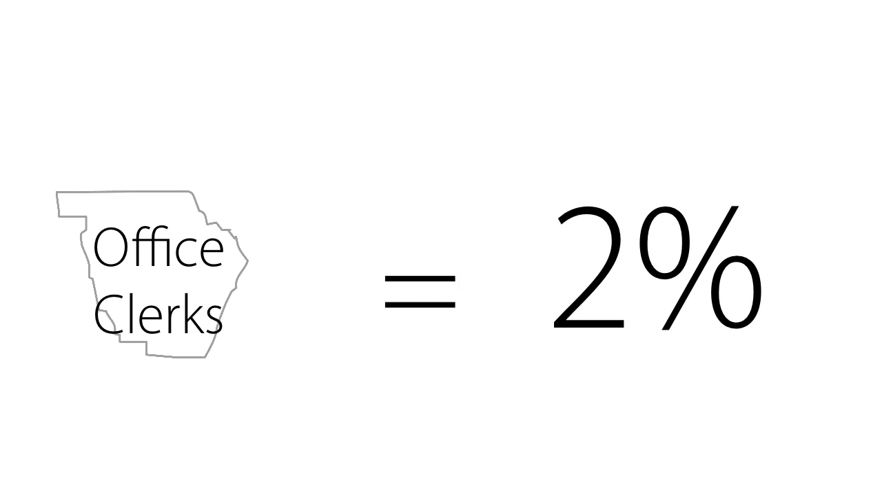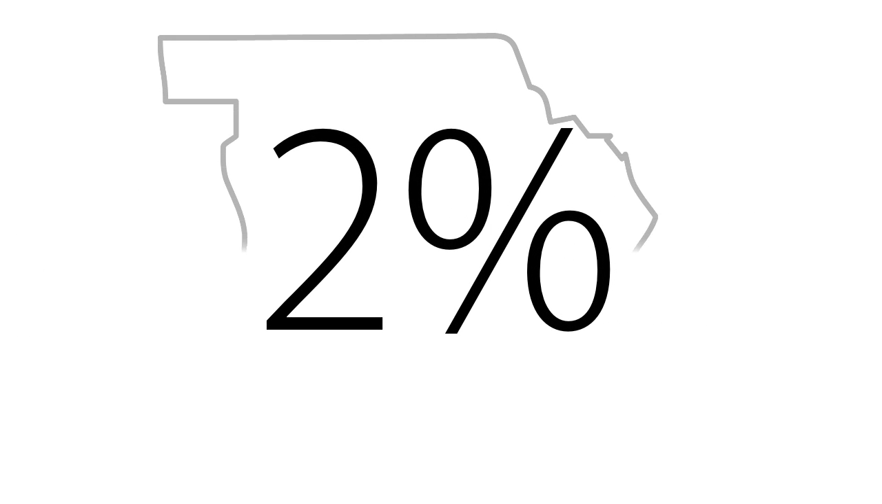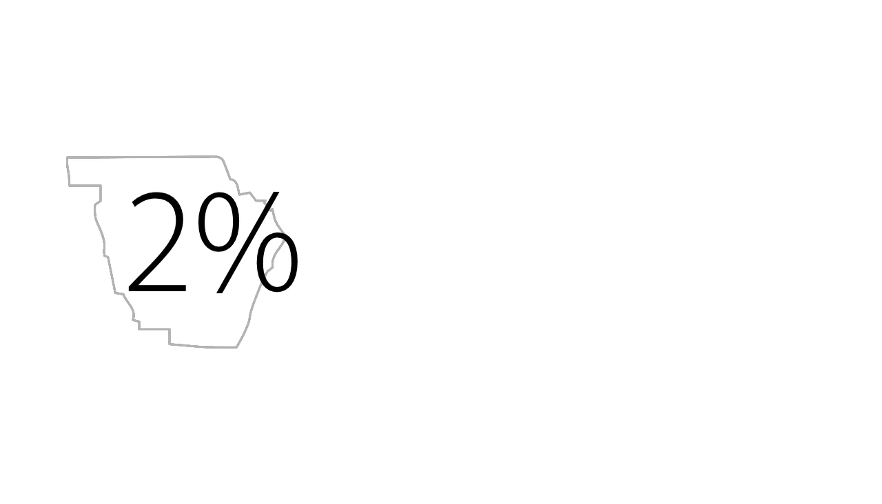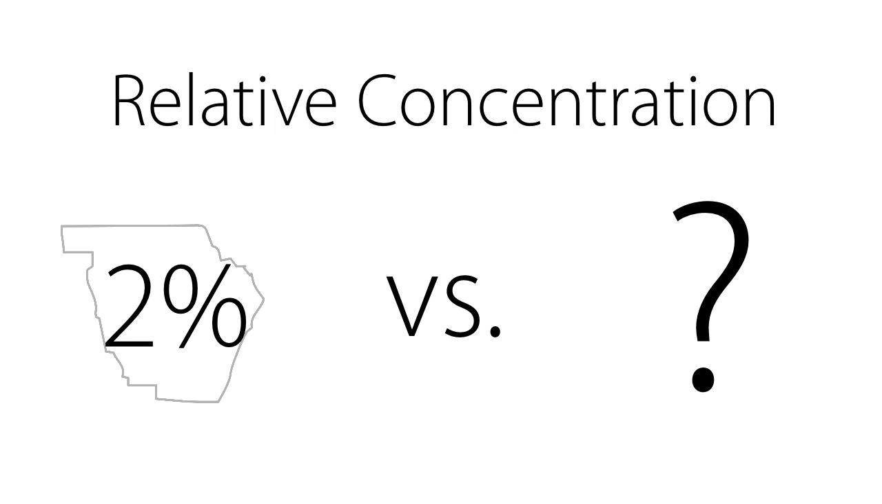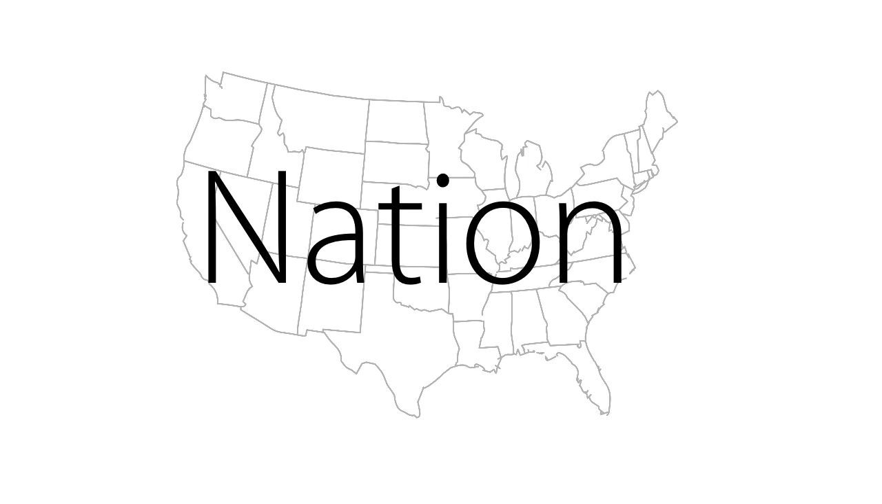Brief aside, knowing just the concentration doesn't do much for us. We don't know what office clerks having a 2% concentration means unless we compare it against something else. But don't forget that location quotient is about relative concentration. So to get relative concentration, we have to compare it to some kind of standard. Typically, that standard is the national concentration.